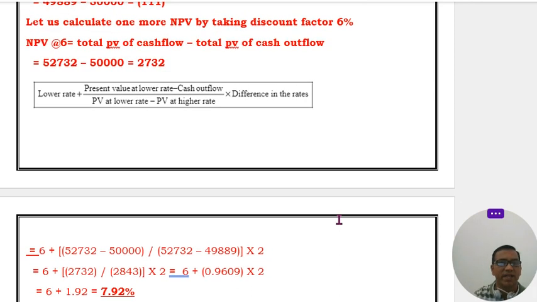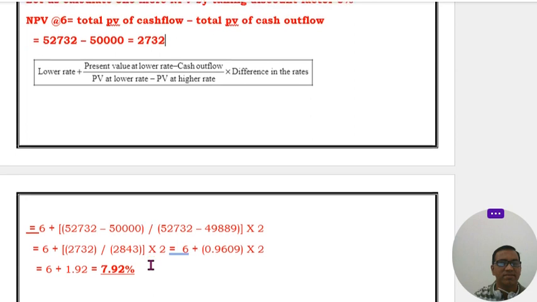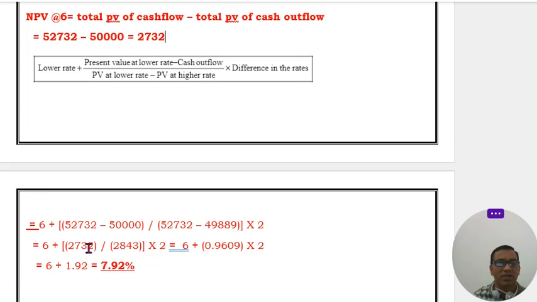Lower rate 6 and 8, which is the lower, 6%. So 6% plus total PV of cash flow at lower rate minus cash outflow, this is the numerator, divided by total PV of cash flow at lower rate minus total PV of cash flow at higher rate, that is 49,889. So I took this value. Numerator I got 2732 positive. Denominator I got 2843. Numerator by denominator I got 0.9609. Multiply with 2, 1.92. That is positive only. So 6 plus 1.92 nearest value.